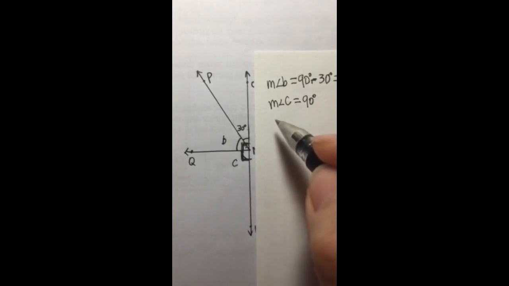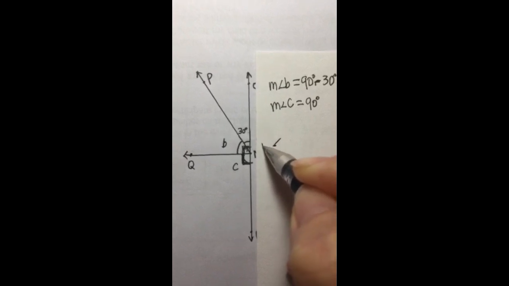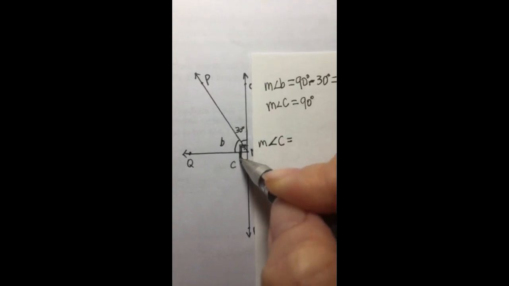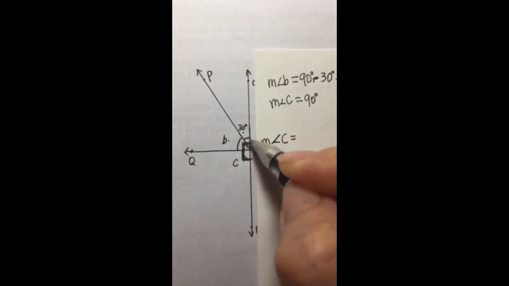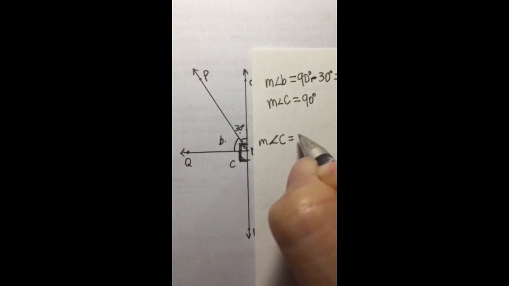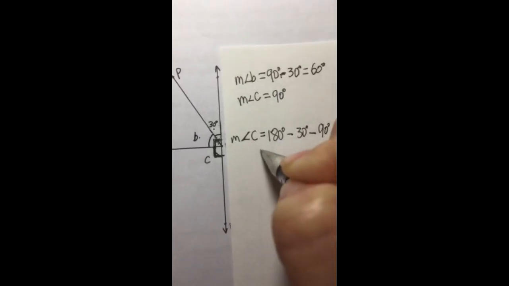And another way to find the measure of angle C is, we know that angle C and angle B and the 30 degree angle form 180 degrees. So angle C would be 180 degrees minus 30 degrees minus angle B, which is 60 degrees. And you get the same answer, 90 degrees. All right.